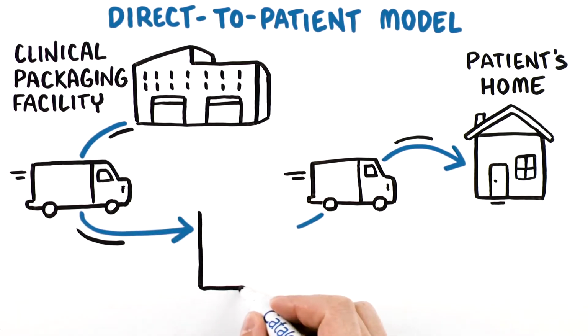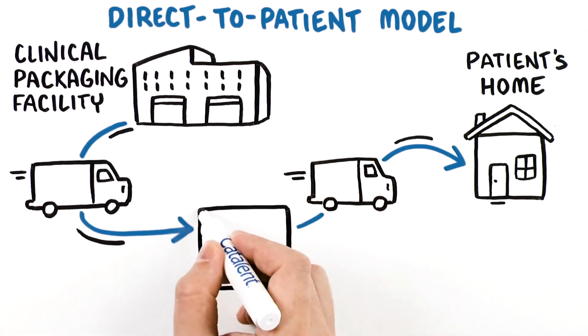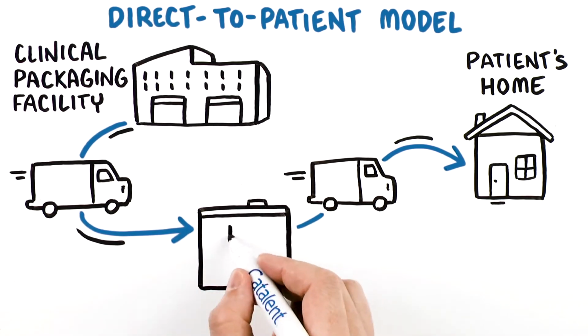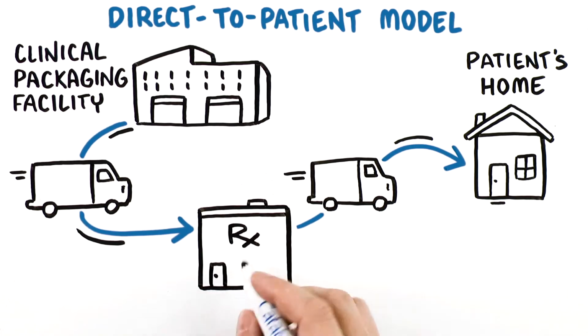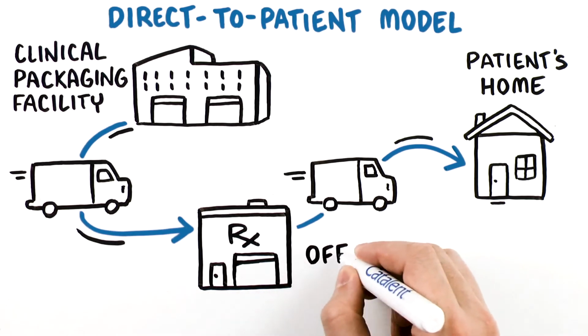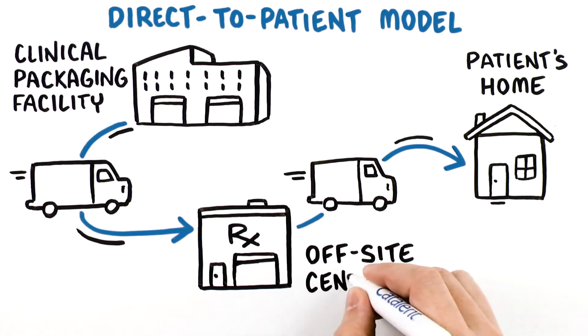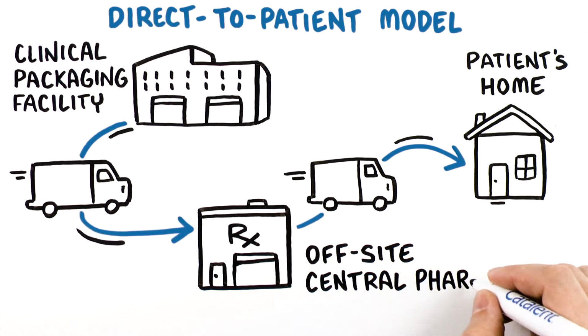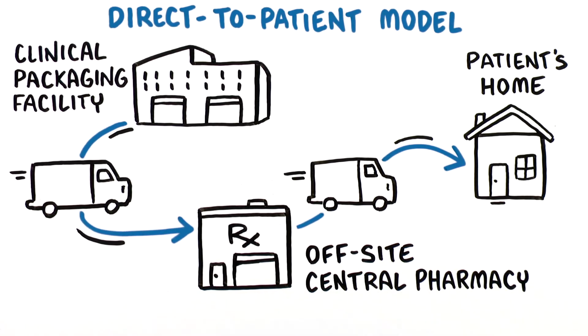Instead, clinical supplies are shipped directly from a pharmacy to the patient's home. This model uses a central pharmacy and pharmacist to dispense supplies to patients, as ordered by the investigator via a prescription. An important benefit of using a central pharmacy to manage DTP shipments is that clinical sites never have to physically receive, store, or arrange for the delivery of clinical supplies.